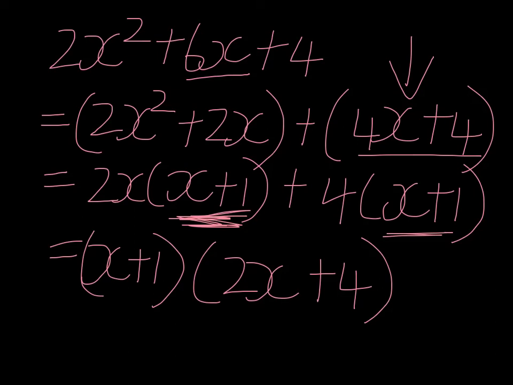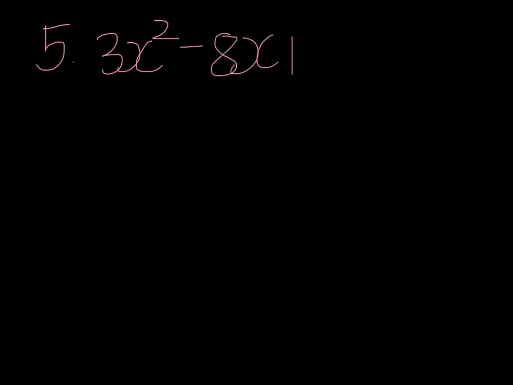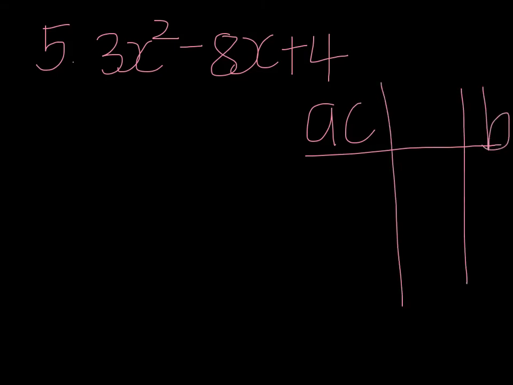Let's do one more. Okay, so we've got 3x squared take 8x plus 4. So again, we're going to write down a times c and b. We can see here a is 3 and c is 4. So that product is 12. And our b term is negative 8.